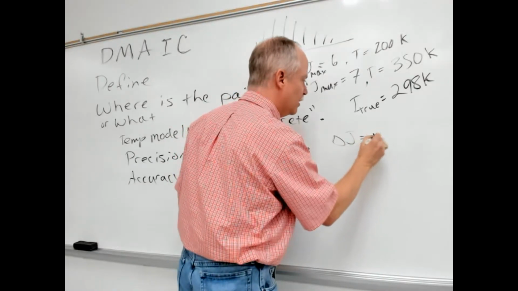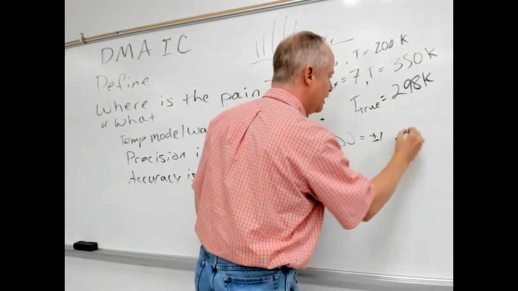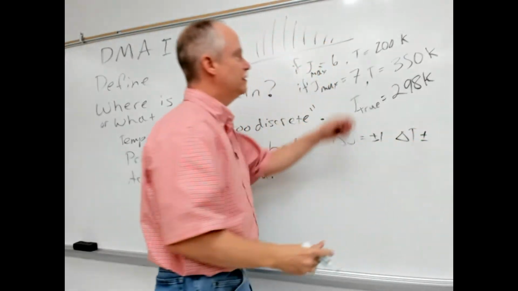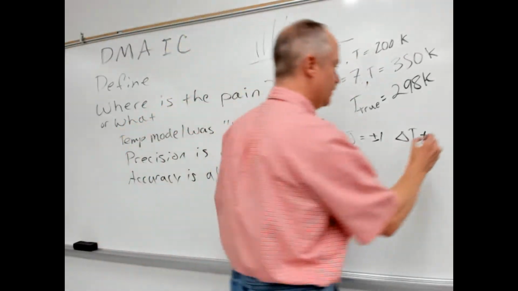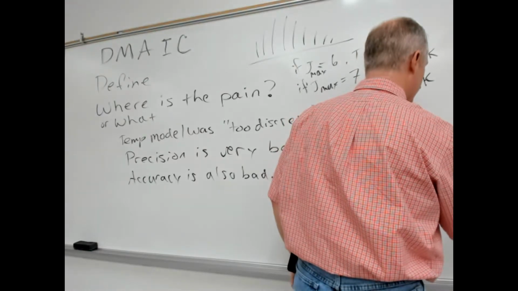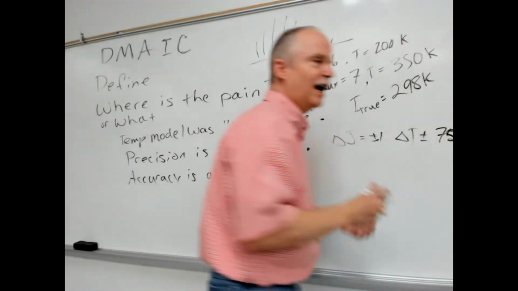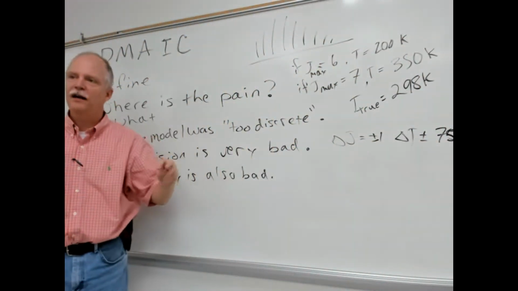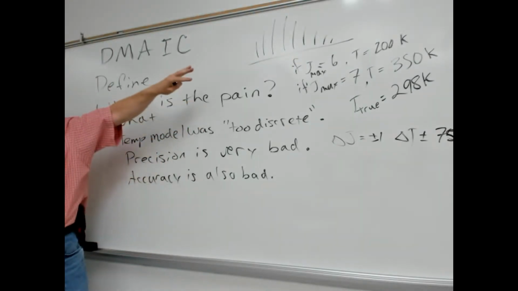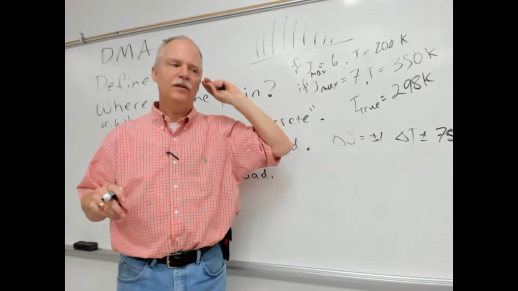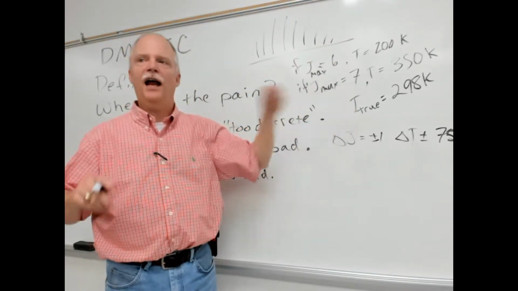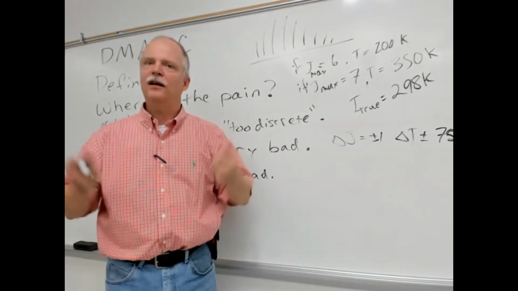Plus or minus 1. And delta T is plus or minus 150, so plus or minus 75. This would fall under measure? Yes, measure and analysis, but we're defining the pain, and then we're looking at the data. So you really have this historical data to look at. You've done something, and you feel pain, and you didn't define the pain.